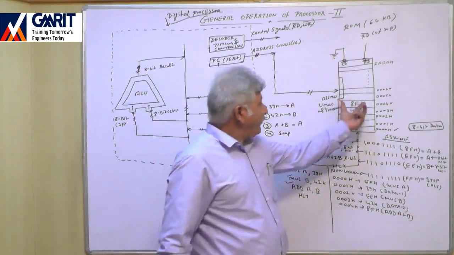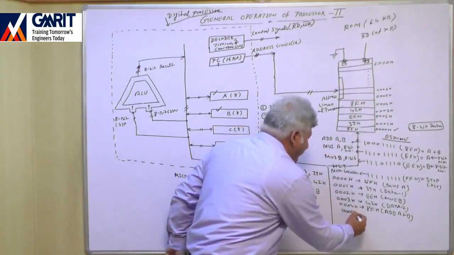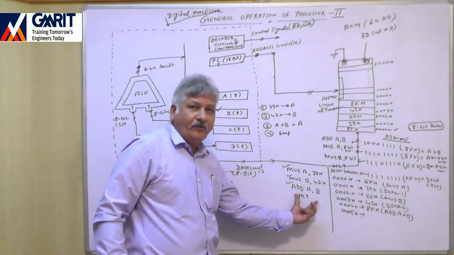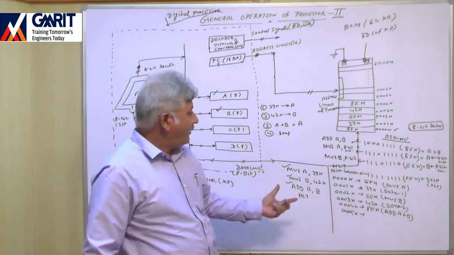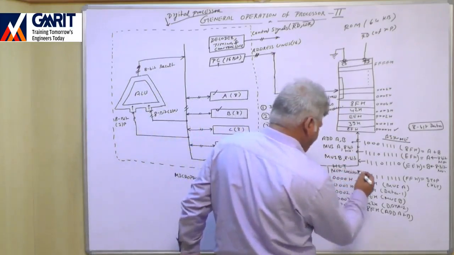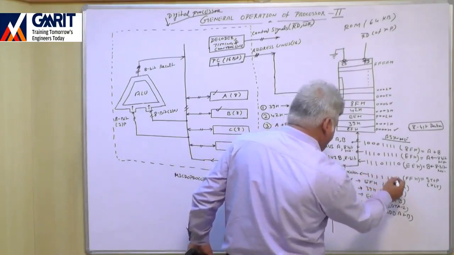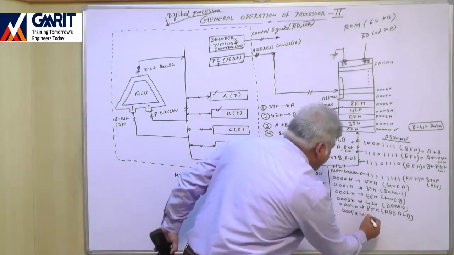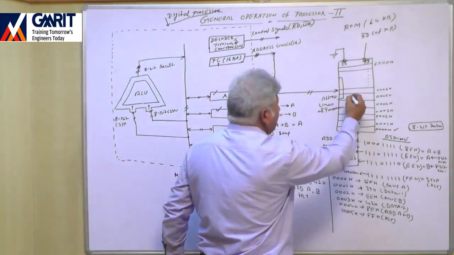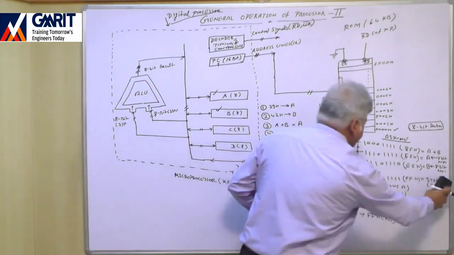After performing this operation, the next memory location is 0005H. Here you have to write the binary pattern for halt, HLT. And the binary pattern for halt is 1, 1, 1, 1, 1, 1, 1, 1. So here we have FFH.